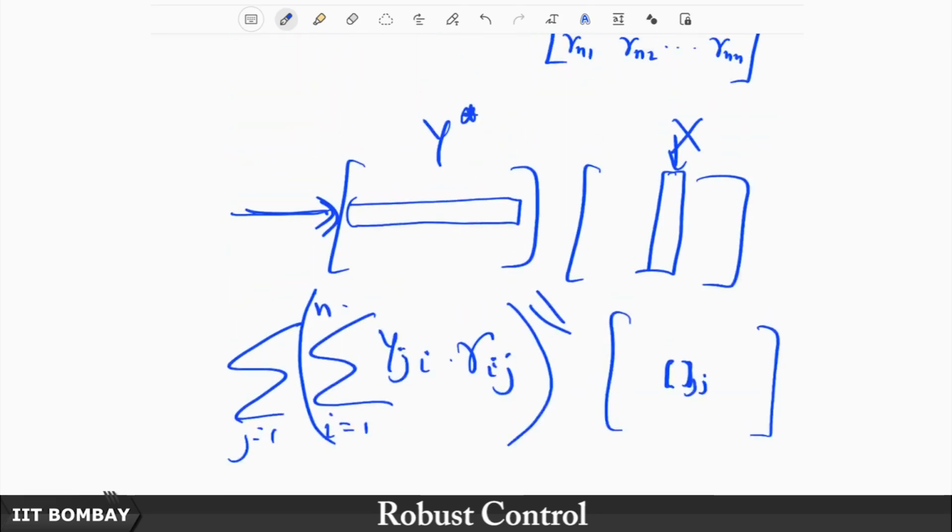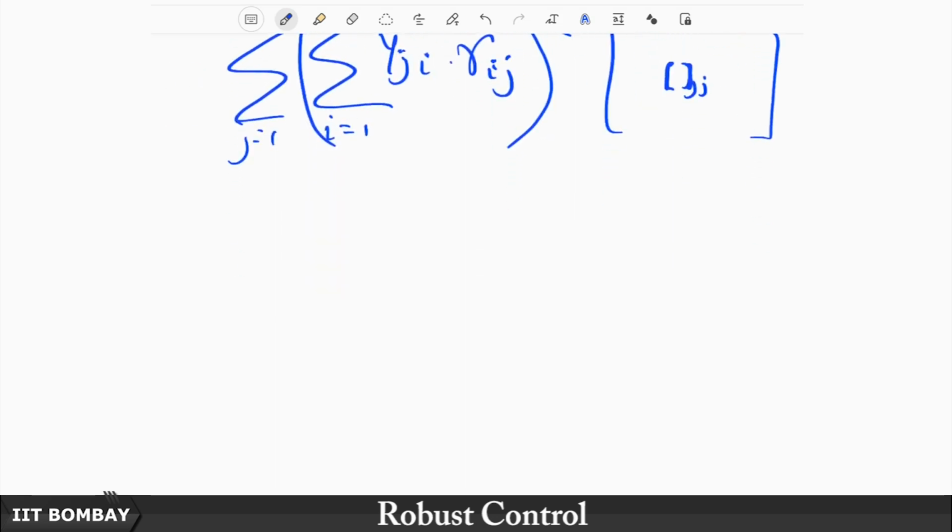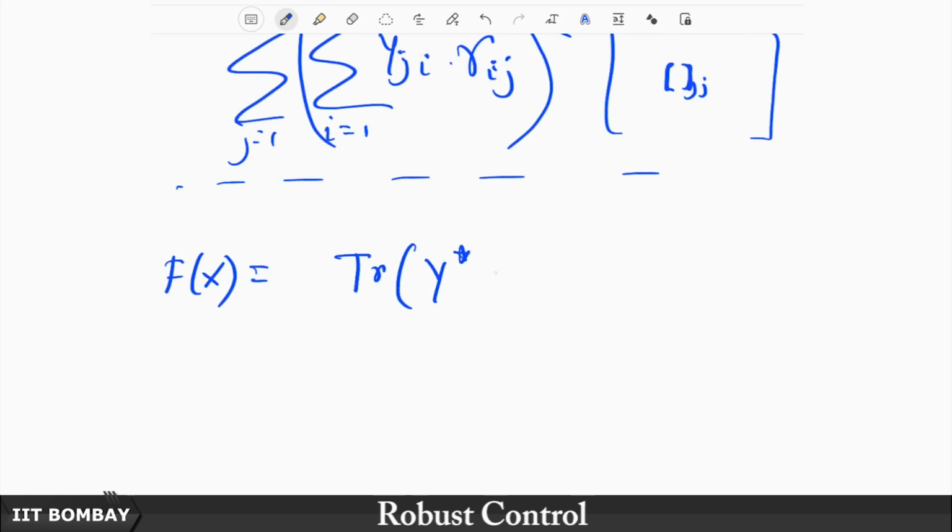Just think about it, this means that f of x is nothing but the trace of y Hermitian, that is y conjugate transpose, times x. So, in other words, what we have just established is, if you are dealing with Euclidean spaces, the space of n tuple numbers or n cross n arrays of matrices, and you want to define linear functionals, there are only two ways in which you can do that.